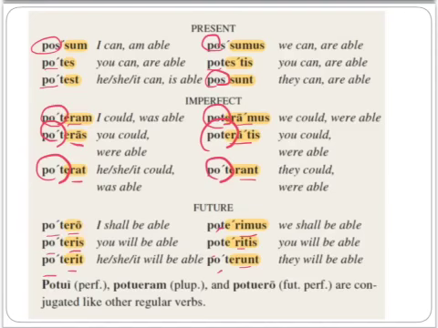So for the perfect, it's potui from the third principal part, and then it's potueram and potuero for the future perfect, using the third principal part. Be careful distinguishing between the pluperfect and the imperfect. The pluperfect will have a u. The endings are the same, but there's a u in there that will distinguish it as pluperfect. Same with the future perfect and the future. The u will make this future perfect. Without the u, it's just simply future.